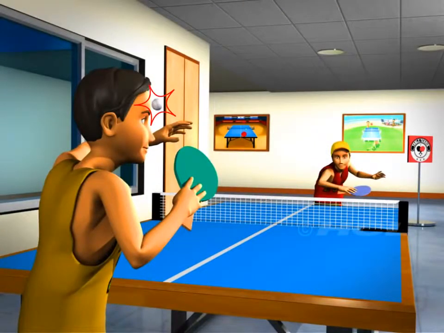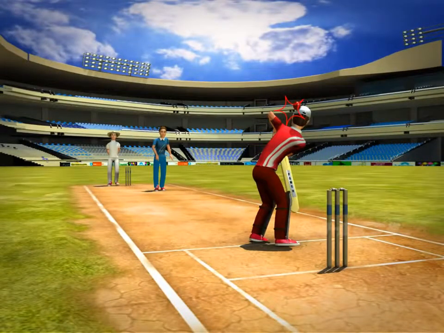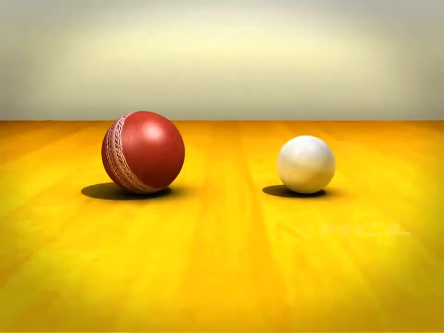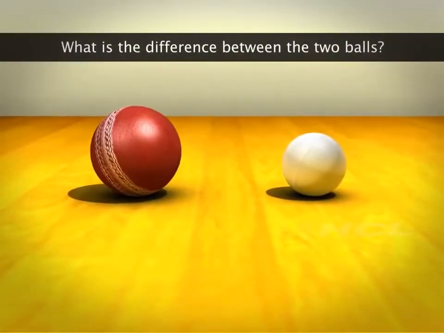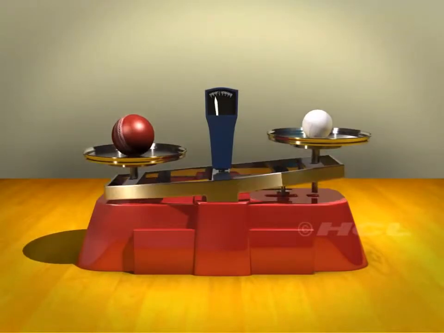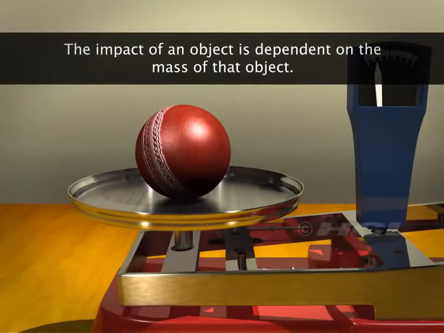That table tennis ball hit a player, but the player is not badly hurt. However, cricketers wear special gear to protect themselves from injury from fast-moving cricket balls. Why? What is the difference between the two balls? The cricket ball is heavier than the tennis ball. We can conclude that the impact of an object is dependent on the mass of that object.